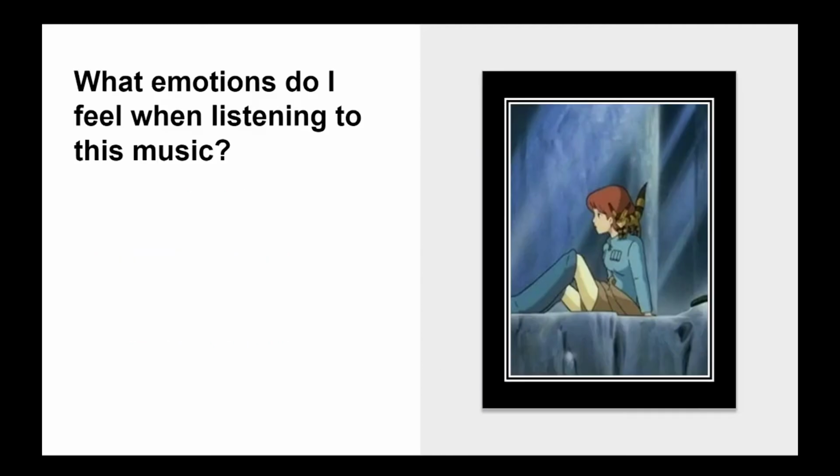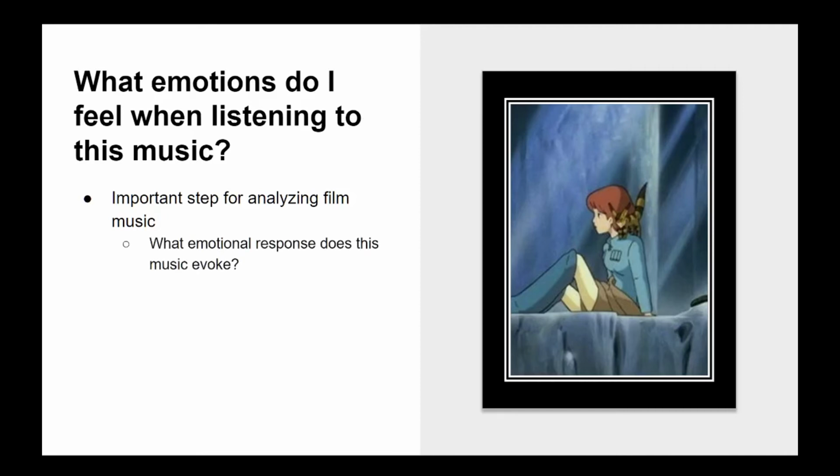As usual, the first thing I want to do in this analysis is to identify what emotions the music helps me to feel. By now, you should know that this is an important step because it helps to differentiate a film score analysis from a purely theoretical analysis. My goal isn't to document every single musical gesture and tool found in this music. Instead, I'm trying to find out what emotional response this music evokes in me, and more importantly, why.